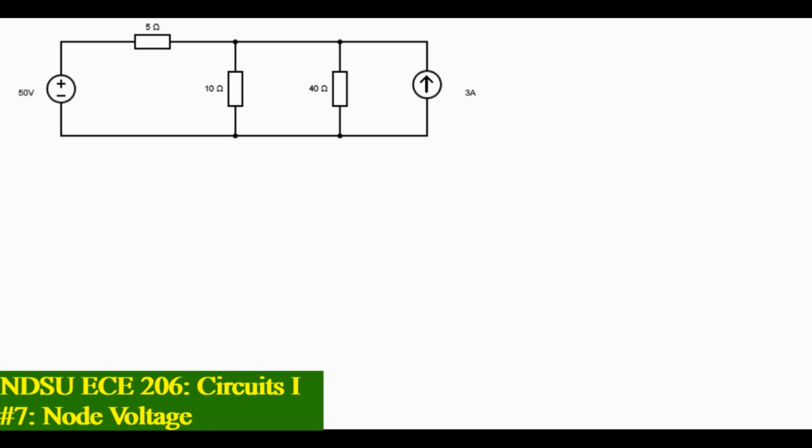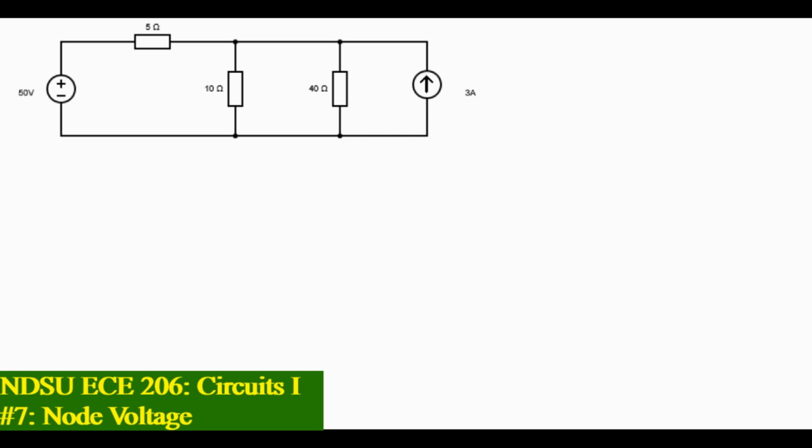Let's begin. Here we have a 50 volt source in series with a 5 ohm resistor in parallel with a 10 ohm resistor, 40 ohm resistor, and a 3 amp current source.